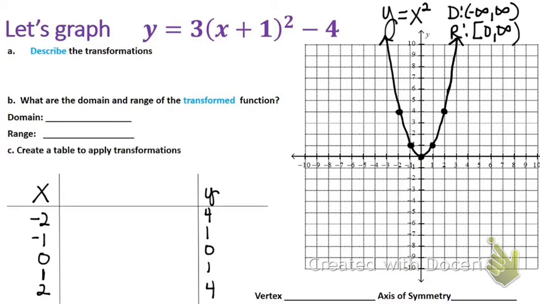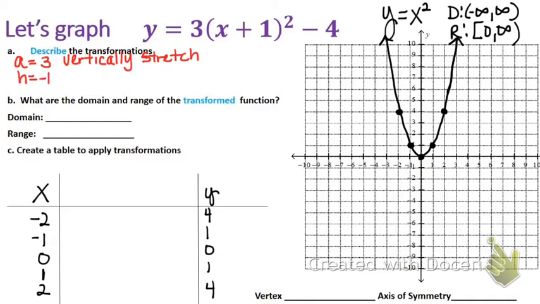So now let's look at this function that we have at the top, and let's find our a, h, and k and describe how this graph will be different from the parent. In this function, a is 3, which means that it is going to be vertically stretched. Remember, when the absolute value of a is greater than 1, it vertically stretches or it appears narrower.